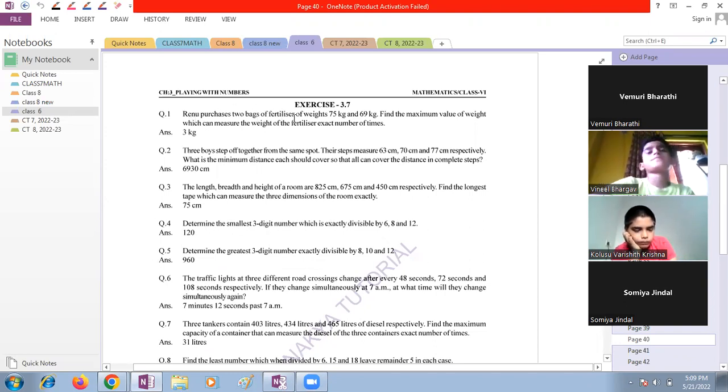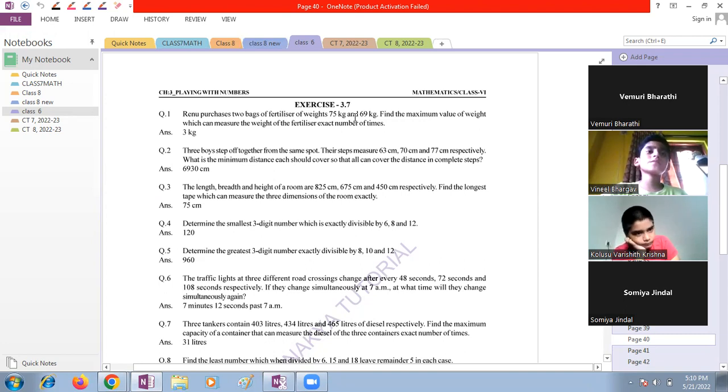Renu purchased 2 bags of fertilizer. Fertilizer means what? Do you know about fertilizer? The word is a science word. What is fertilizer, children? To grow plants more healthy. Farming, ma'am. Yes, to grow more crops. We put the fertilizers in the field so that more and more crops you are going to get.